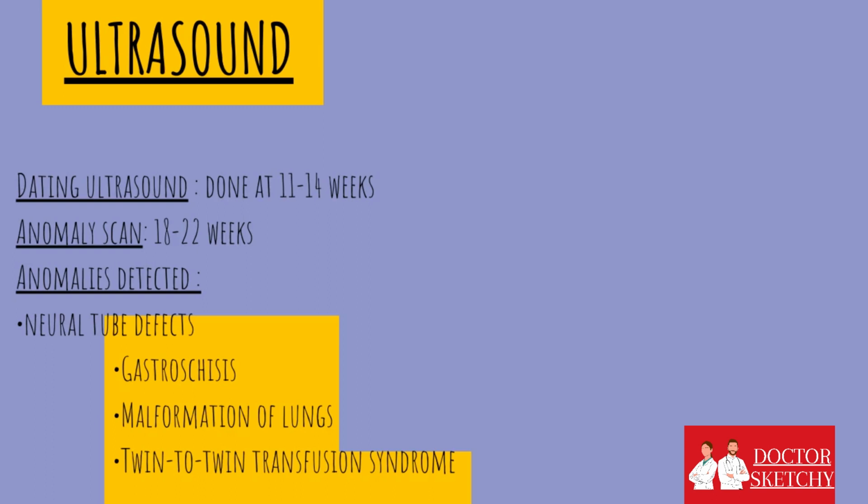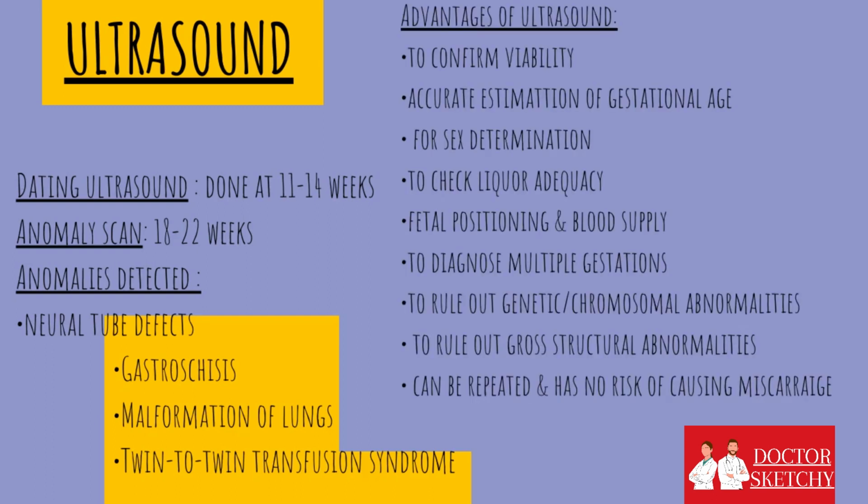What are the advantages of doing the ultrasound? Well, you can confirm the viability of the fetus, and you can accurately estimate the gestational age. You can determine the sex of the baby. You can check the liquor adequacy, fetal positioning, and blood supply. And if there are multiple gestations, you can also rule out the genetic or chromosomal abnormalities like Down syndrome. You can easily rule out the gross structural abnormalities, and it can be repeated every 3 to 4 weeks, and it has no risk of causing miscarriage.